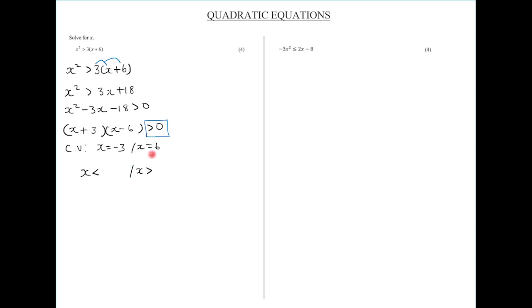Now which critical value here is small between minus 3 and 6? It's minus 3, so it's going to be here. And the one which is bigger is going to be here, and that is going to be your answer. Now let's go ahead and look into the second one, right?